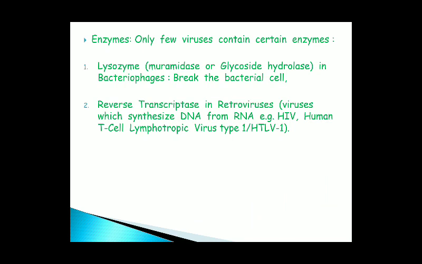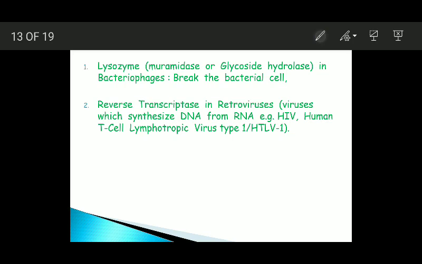Now the enzymes which are present in viruses. So far, only a few viruses have been found to contain certain enzymes. The most important ones include, the first one, lysozyme. Lysozyme is basically a muramidase or glycoside hydrolase enzyme, it breaks the glycoside bonds, and this enzyme has been found in bacteriophages.